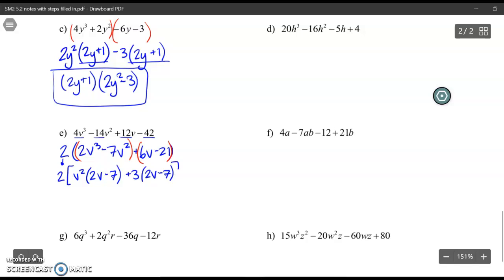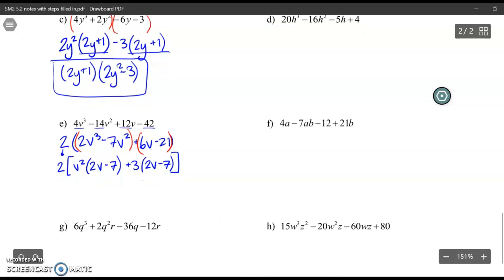If it takes you a little bit longer to find your greatest common factors, that's okay. I've just been doing this a long time, so it's easy for me to recognize that's a GCF of 3. But sometimes you have to think about them a little bit more. Okay. I notice again that I have these nice sets of parentheses that match, so I'm going to factor them out. So I have a 2v minus 7, and then I put the leftover pieces together, v squared plus 3. And that'll be my final factored form.